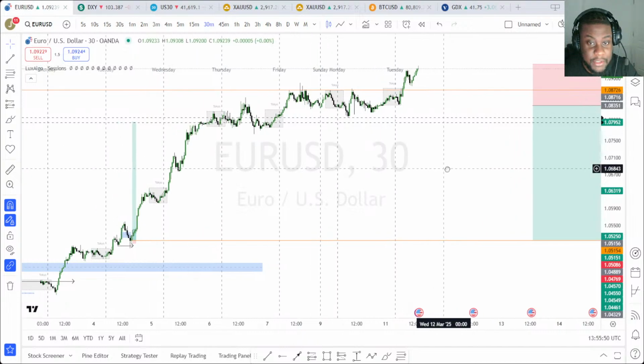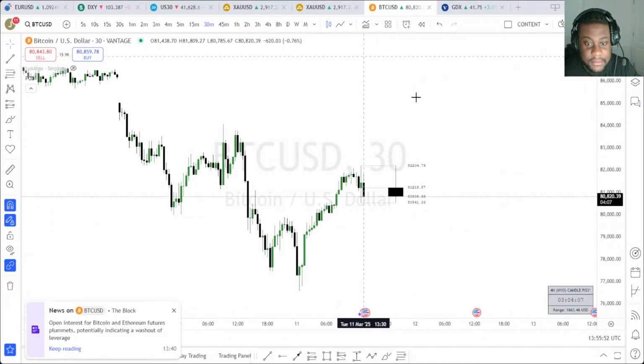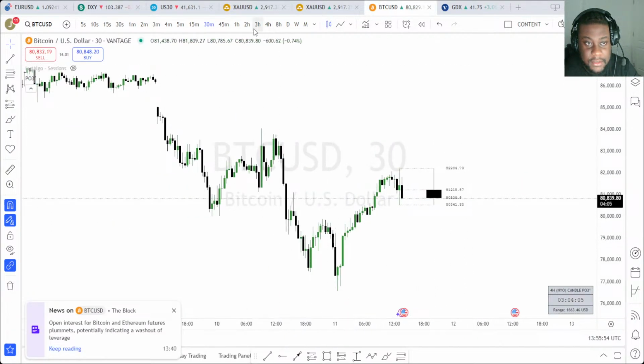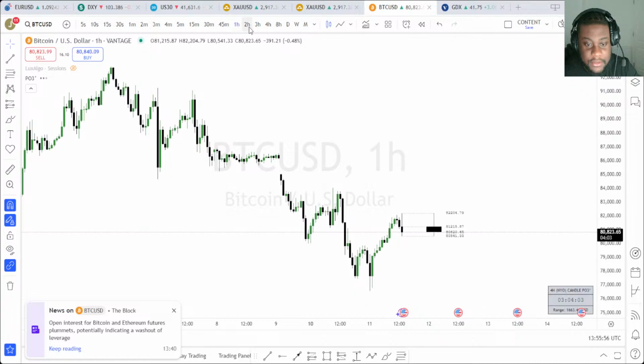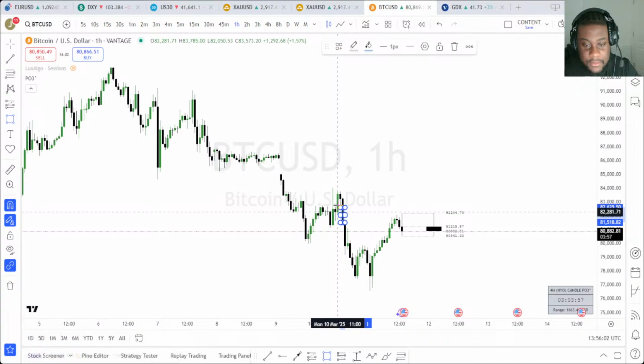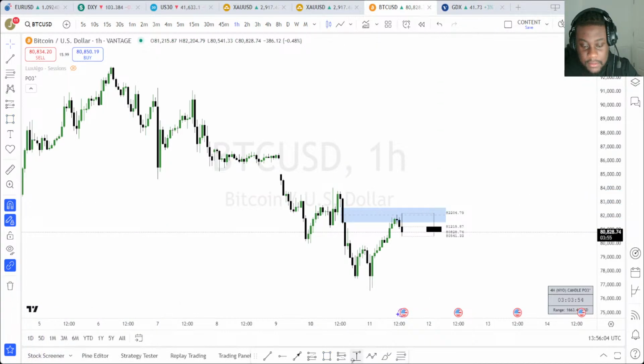Guys, stock market is bleeding right now, man. Stock market is absolutely bleeding. Bitcoin's got a little nice short setup going on right now. Let me post this inside the Discord. There's a little short potential here for Bitcoin.